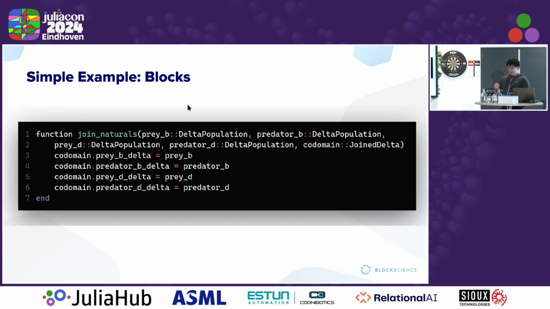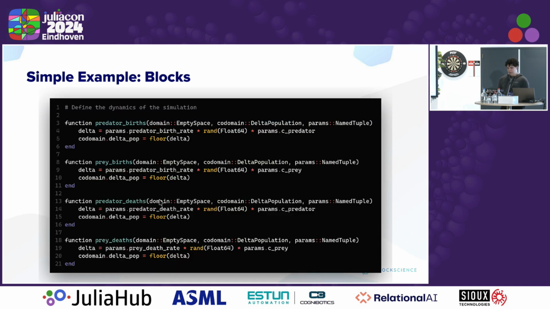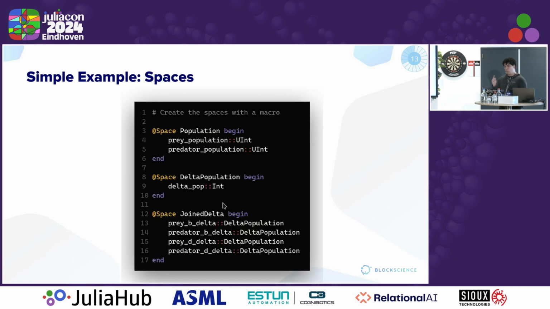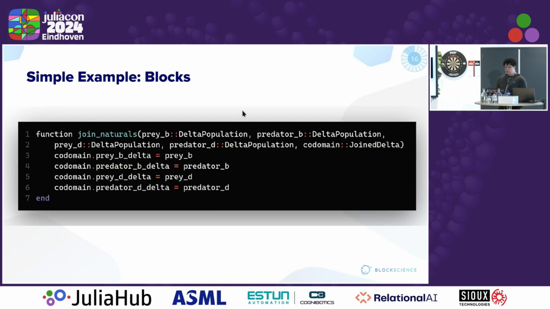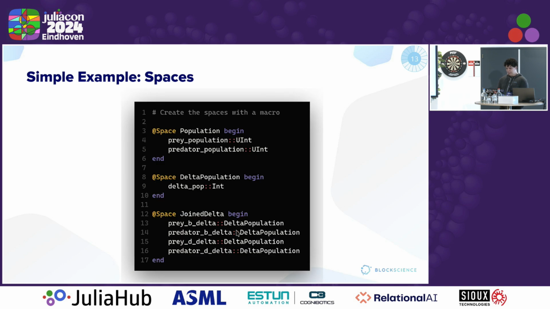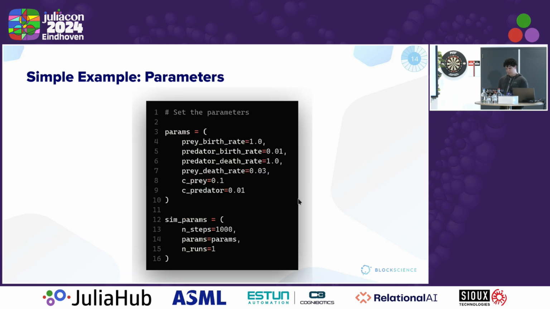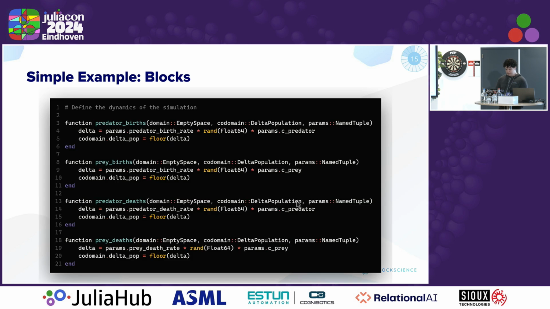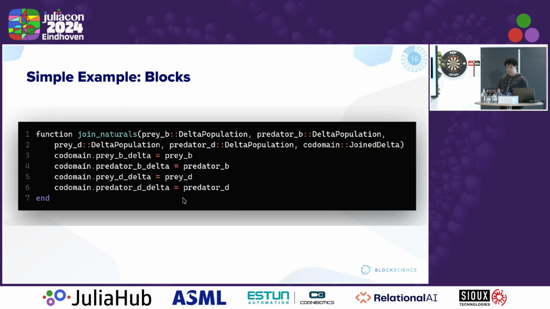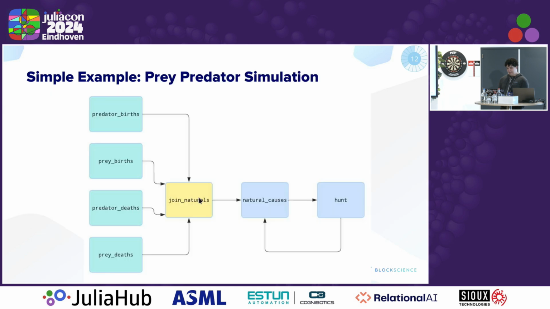Here, I'm just joining all of the delta population spaces that came from these blocks here. So if you see the codomain of this block, or the data that comes out, is a delta population. And a delta population is just one integer. So I want to join them all together by this block here on a codomain that is a joined delta. If you go here, the joined delta is just a bunch of delta populations, 4 delta populations, right? So I join these 4 functions here, 4 blocks here, on just one data structure. And that is exactly what this yellow block here is doing.